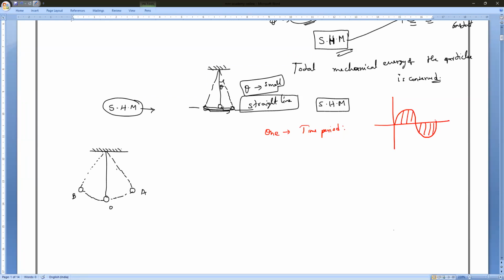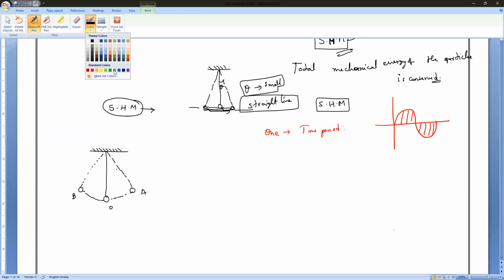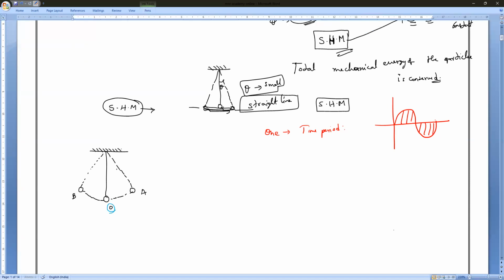If I plot the SHM graph, displacement versus time, you can see this. A and B we call extreme positions, and O is called the mean position. A and B are called what? Extreme positions.